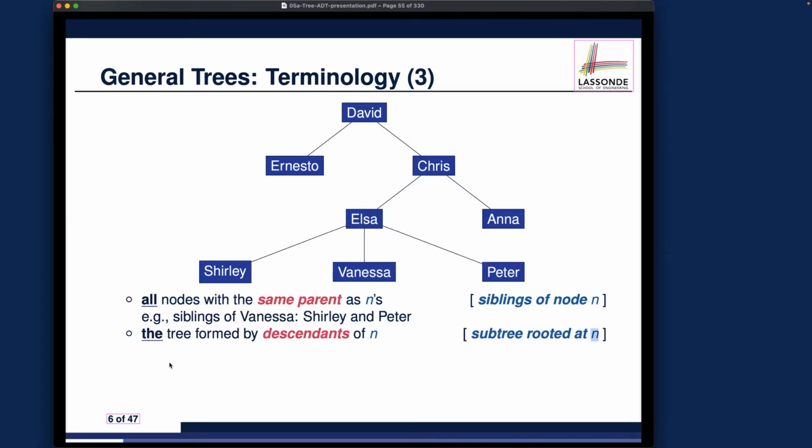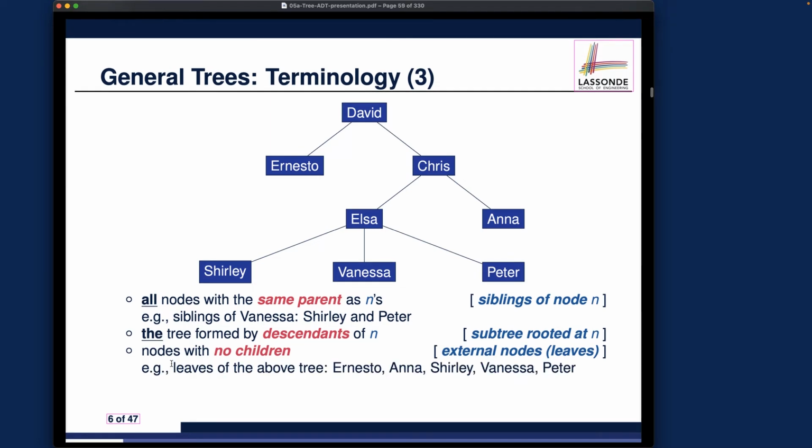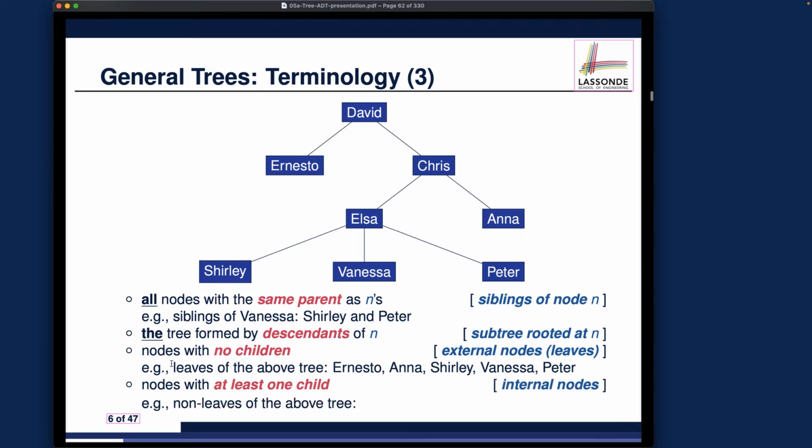Alrighty, let's now move on to the next concept. The nodes with no children are called external nodes. Let me talk about two at one go, and then I'll illustrate to you. We also talk about the nodes with at least one child. They are called internal nodes. So here we have the notion of internal versus external.